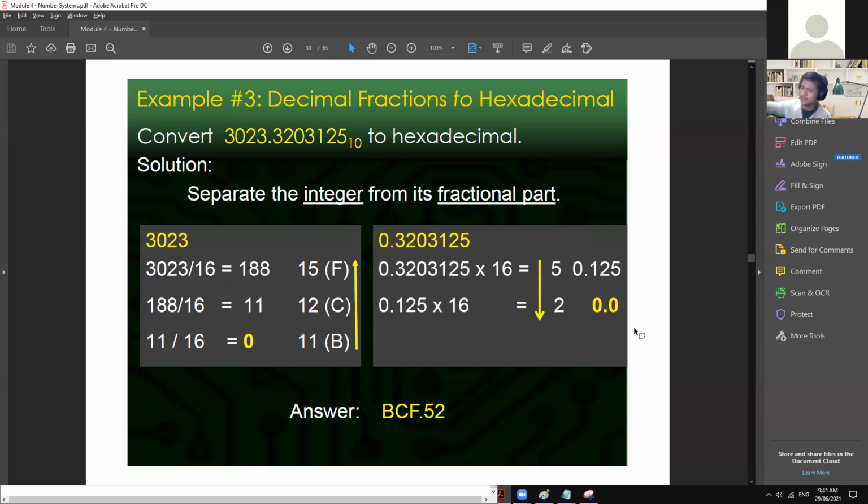I'll give you guys 30 seconds to 1 minute to analyze this one, and then just let me know once you already got this one.